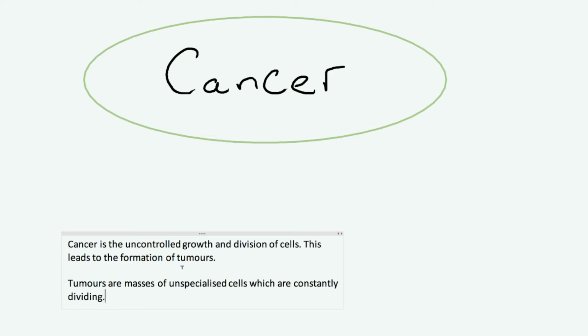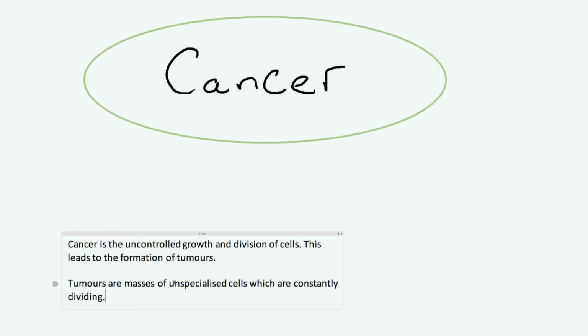But basically, if those cells actually become cancerous, they start to grow and divide more than they really should, and so then you get a build-up of cells in one mass, right, in one location to start with, that is, and that is called a tumour, right? So the tumour is the mass of unspecialised cells, and they're constantly dividing.